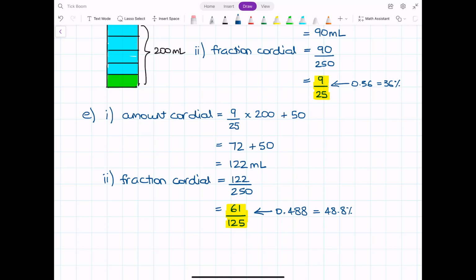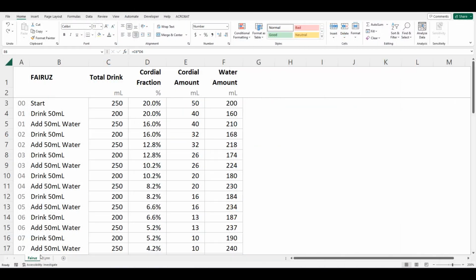Now, rather than repeat these calculations manually over and over again to test that, I think what would be helpful is to put this into a spreadsheet and let those calculations get repeated in a more smooth way. So what I've done is I've created this spreadsheet, and I'll explain what's going on. So I've got one worksheet for Feroz and one for Lynn.